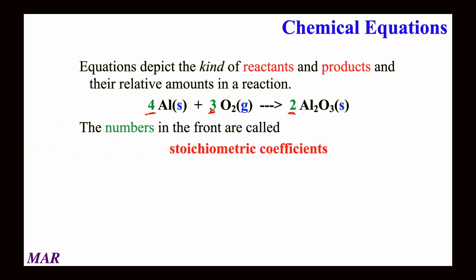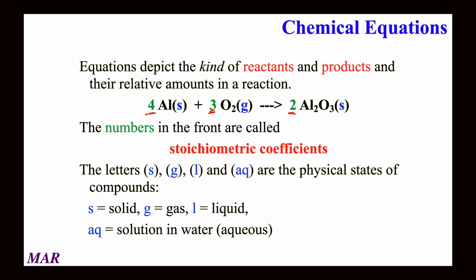Those numbers are called stoichiometric coefficients, or just coefficients, and you don't have to be able to spell or say, for that matter, either one of those terms, but they're really important to chemists because it allows you to figure out the relative amounts of reactants you need for a reaction, and it also allows you to tell the relative amounts of products you're going to get out of a reaction.